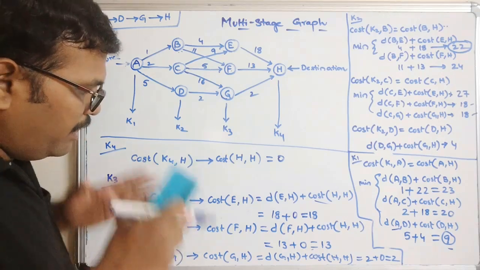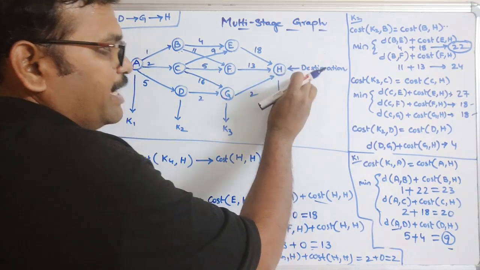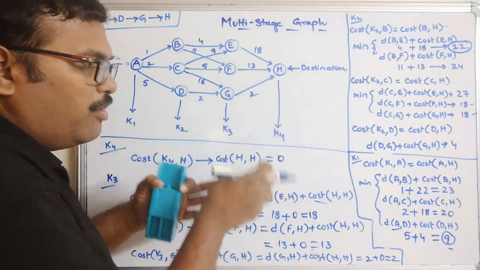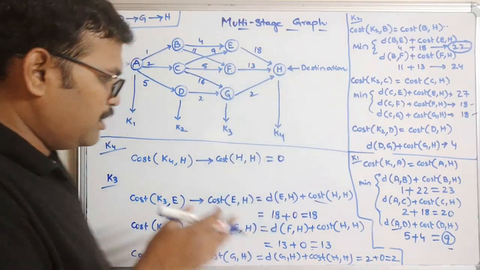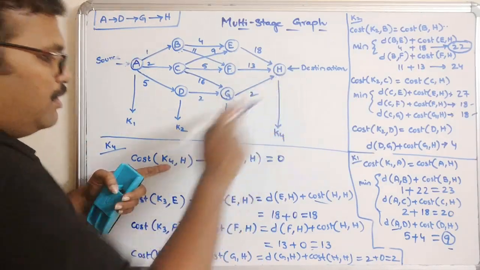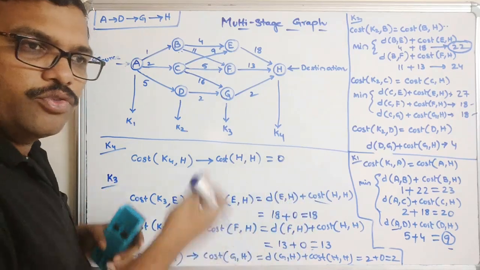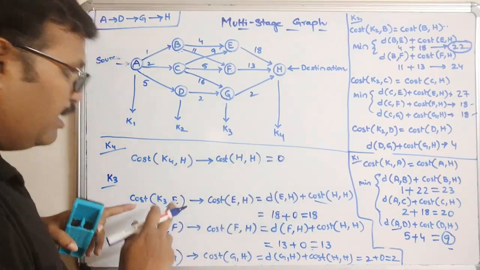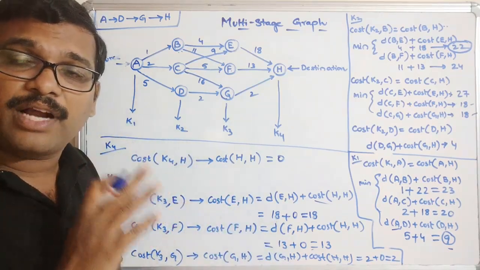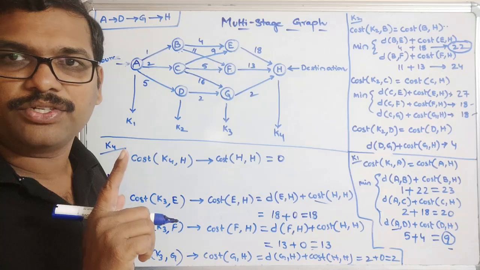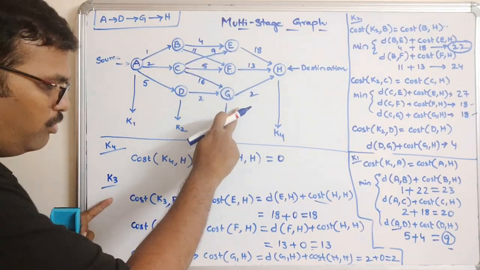Right? So here what we have to do is we have to start with the destination, and from the destination try to find out the cost from each and every stage towards the destination. So here the cost of the fourth stage, which is destination to destination, will be 0. So only one node is there, right? One more constraint in this problem is that the graph should contain only one source and one destination.